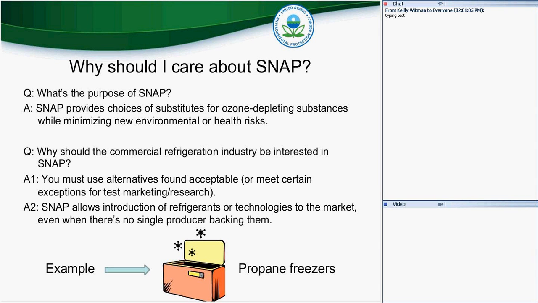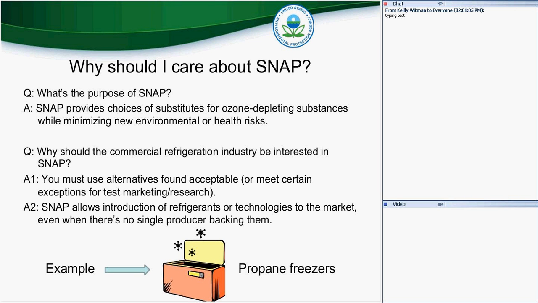Before someone can introduce a new substitute into commerce, they first have to get review by EPA's SNAP program. In addition, that's also good news, because if there's some sort of new refrigerant or new technology that might be available, that also means that the SNAP program is going to know about it, and we're going to try and have as many options out there as possible that you might be able to use as substitutes for ozone-depleting substances.